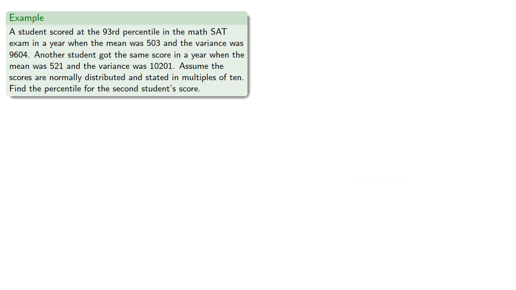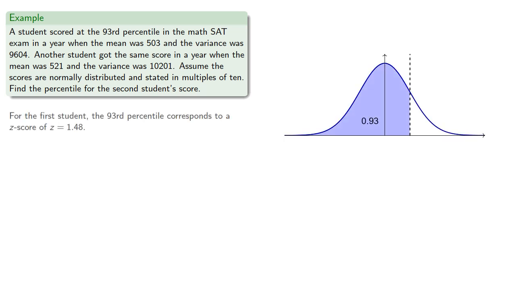We can also work with percentiles. Suppose a student scored in the 93rd percentile when the mean was 503 and the variance 9604. Then the same score in another year with a different mean and standard deviation. Assuming that the scores are reported in multiples of 10, let's find the percentile for the second score. So for the first student, the 93rd percentile corresponds to a z-score of 1.48.